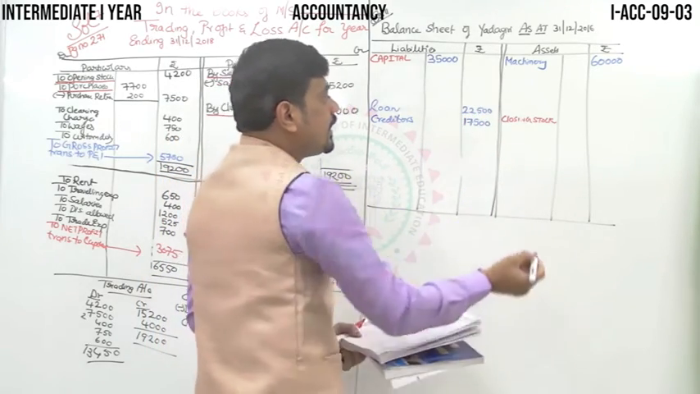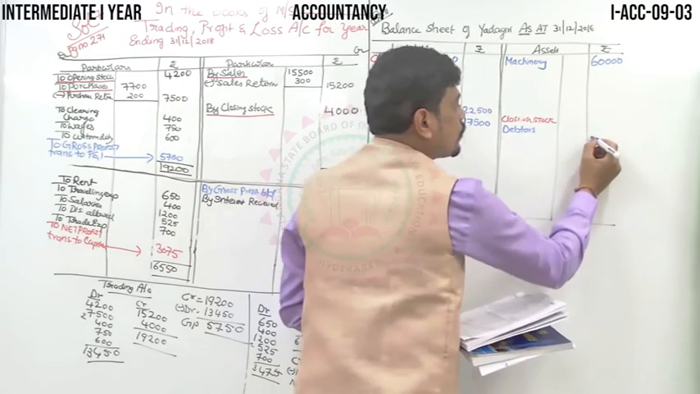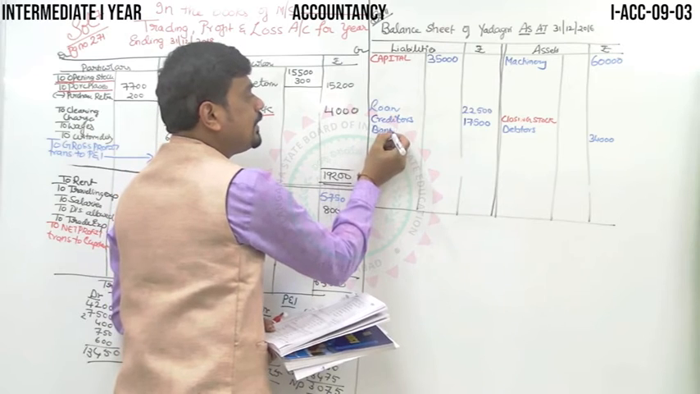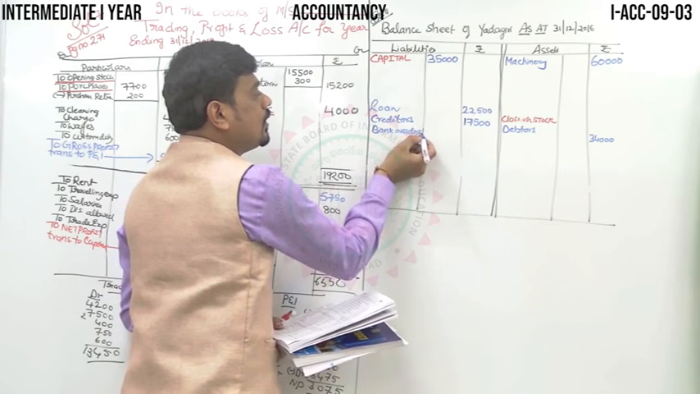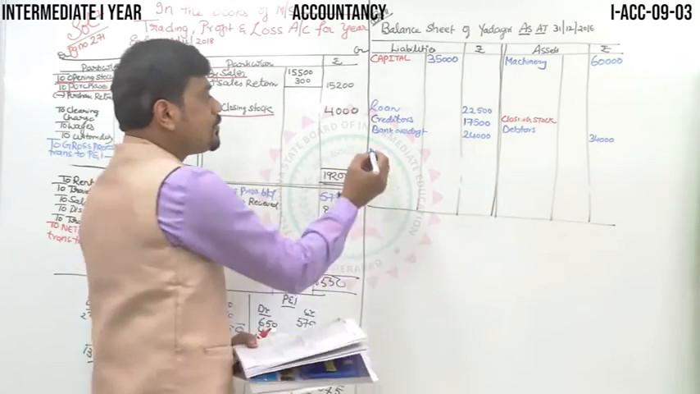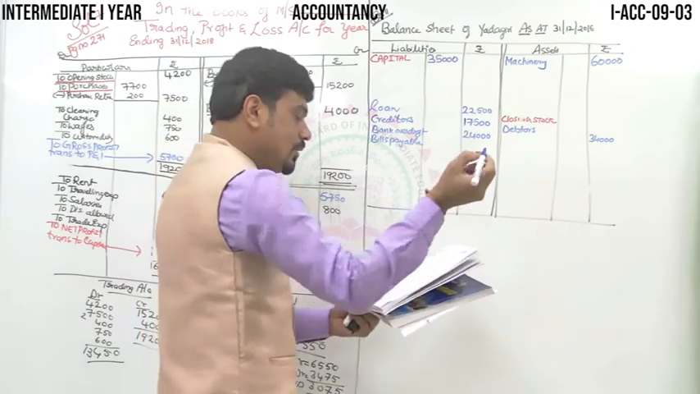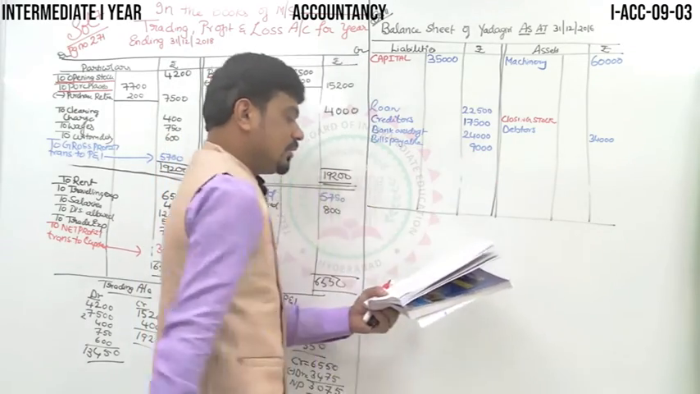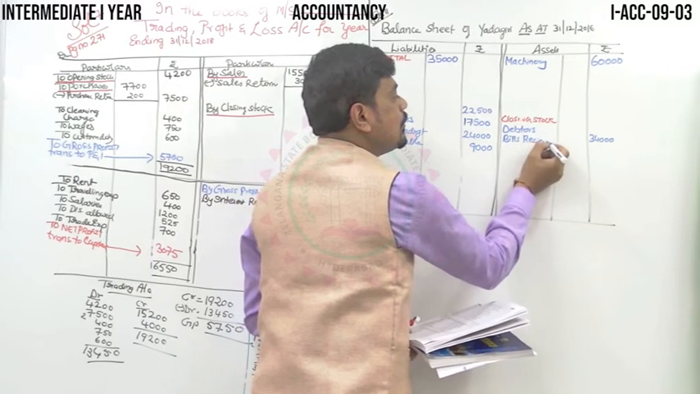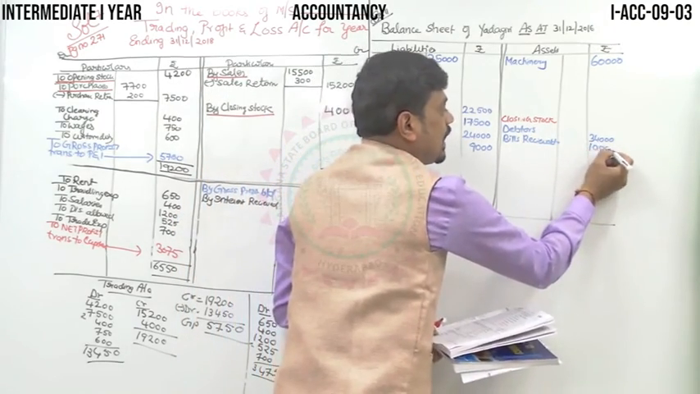22,500. Then debtors. Debtors are current assets. So I am writing below stock 34,000. Bank overdraft is a liability. So bank overdraft 24,000. Then bills payable. Bills payable is also a liability. Bills payable, they gave 9,000. Then bills receivable, it is an asset. Bills receivable, be careful. Payable liability, receivable asset. 10,000.